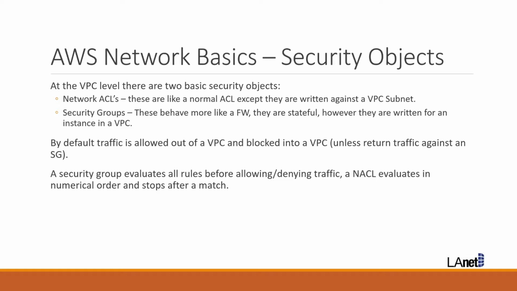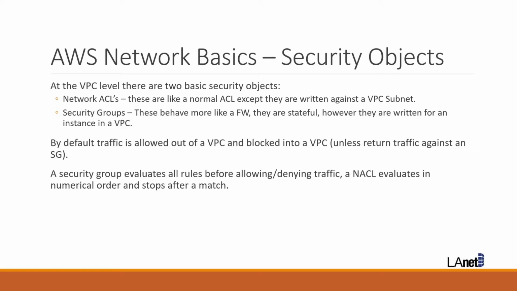By default, traffic is allowed out of a VPC, but blocked into the VPC unless, as I put down here, it's return traffic against a security group, right? That's because a security group is aware of state. So if I allow it out and I have that object in a security group, it will allow the return traffic back in. But with the NACL, you'd have to do bidirectional rules.